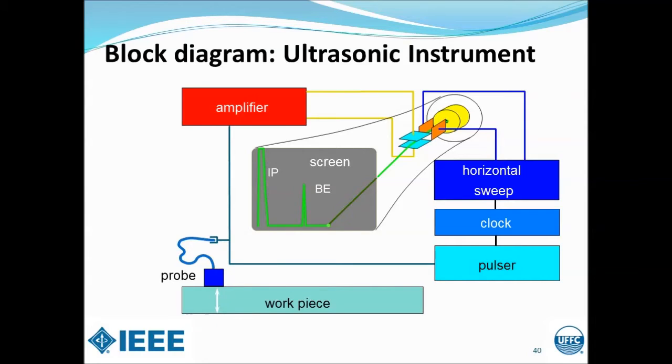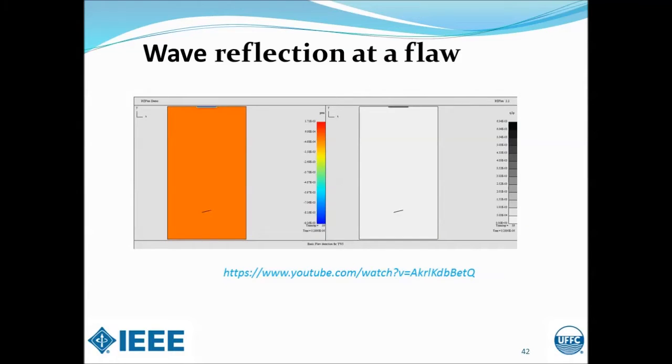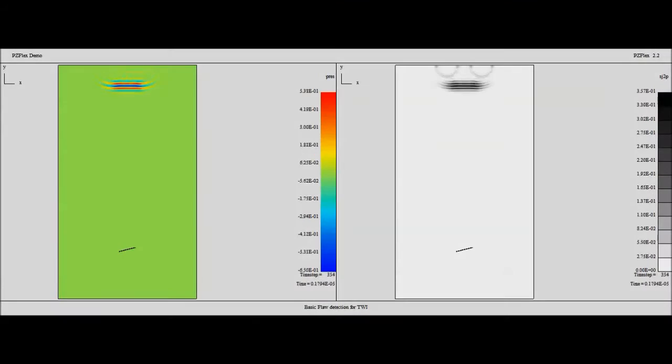The most important pieces here are the screen that allows us to find where flaws and defects are inside the workpiece by using the probe, which fires and collects the ultrasonic beam. Here we see the principle behind the wave reflection at a flaw. The probe fires a beam into the workpiece, which is then reflected back to the probe itself. When the wave passes through the workpiece, we can see that it is distorted because of the flaw.